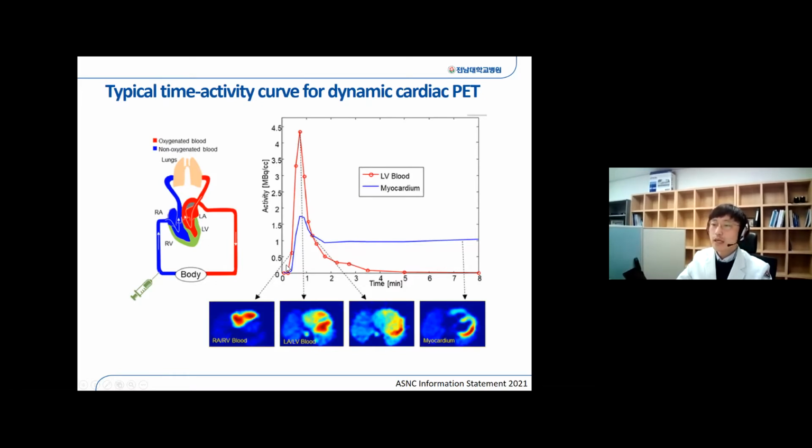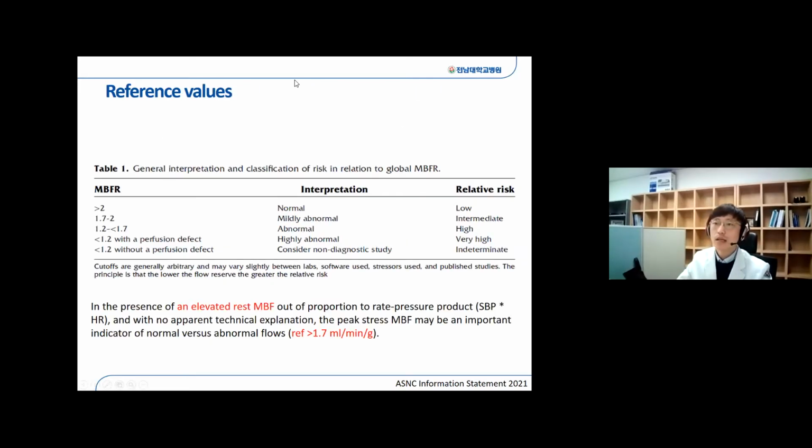So if we have a very suboptimal bolus, then the blood pool curve can be obtuse. And please never use the saline after the radiotracer injection, because there can be multiple peaks if we do the saline clearance after the bolus injection of radiotracer. The reference values are 2.0 and 1.7 for MBF reserve.